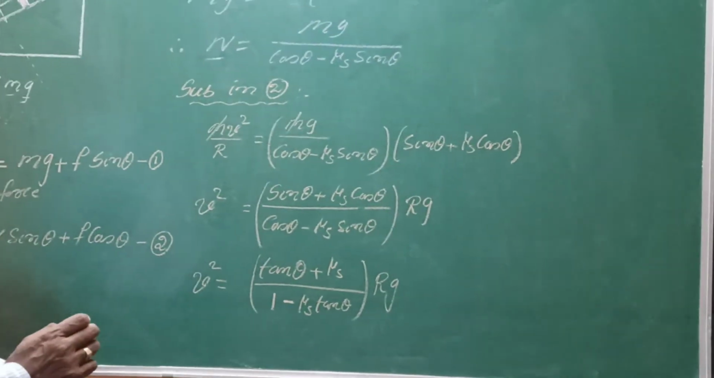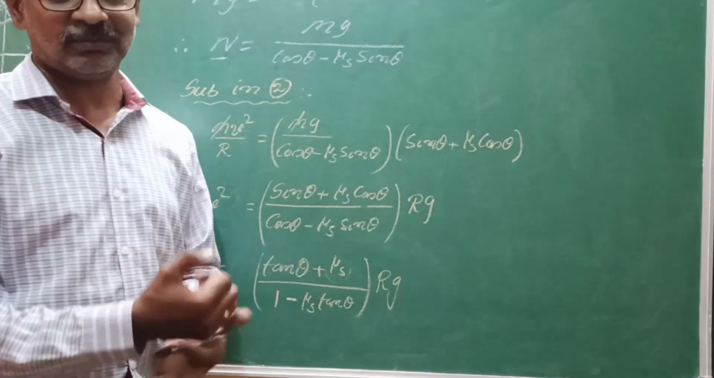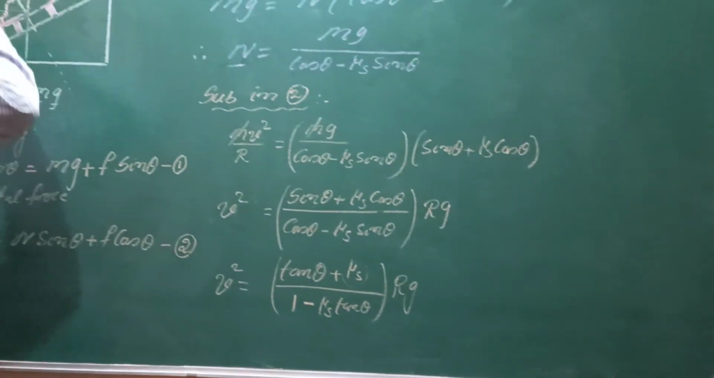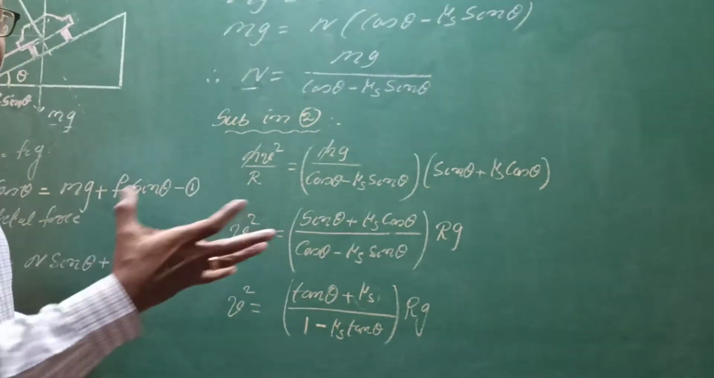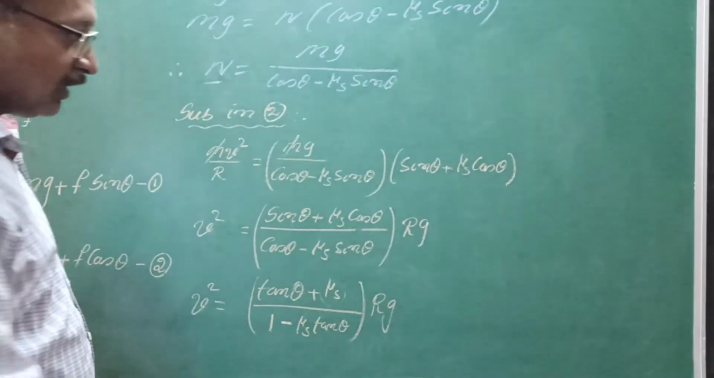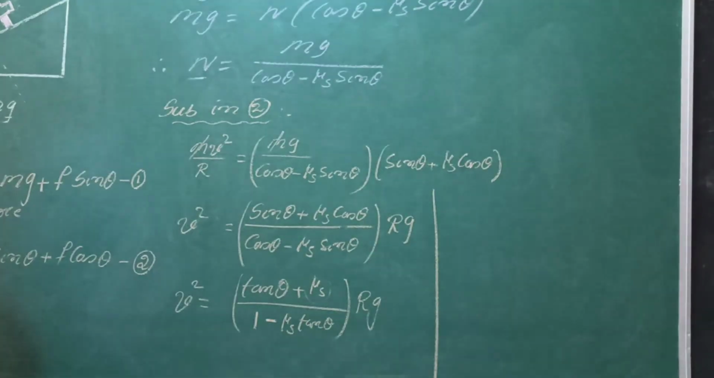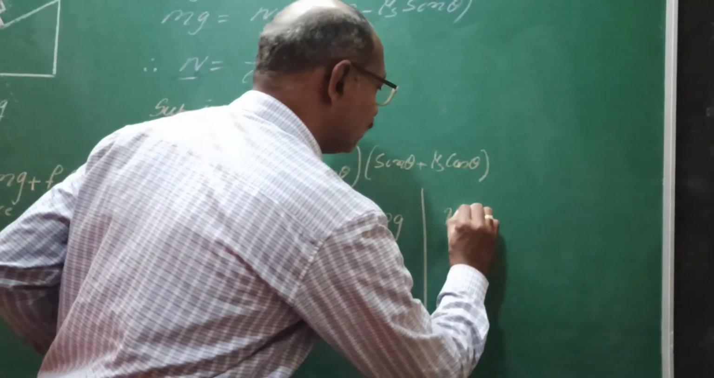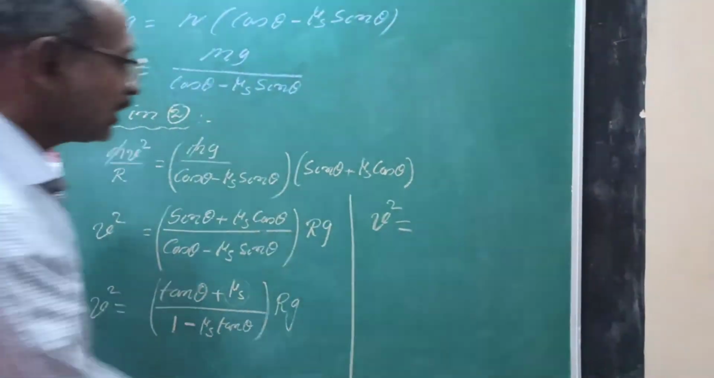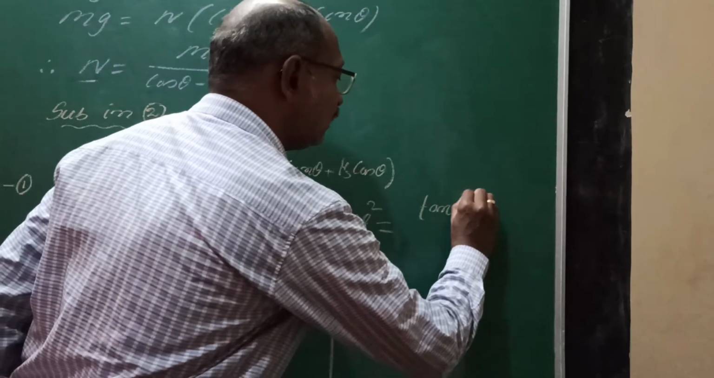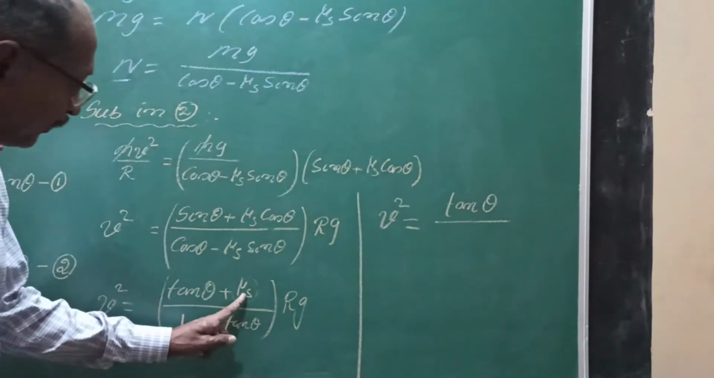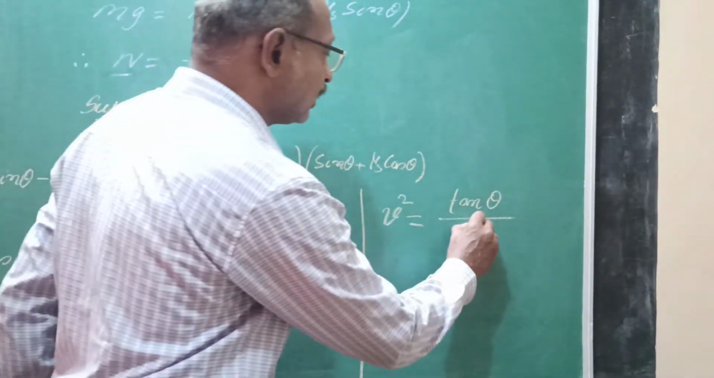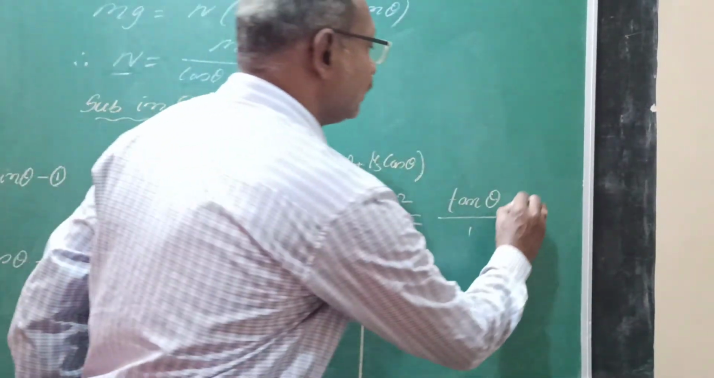Now let us consider μs is equal to 0, meaning the coefficient of static friction is 0. Whenever it becomes 0, what happens? This term becomes 0, therefore v squared is equal to tan theta divided by 1, because the entire friction term becomes 0. So what is left out here is r into g.